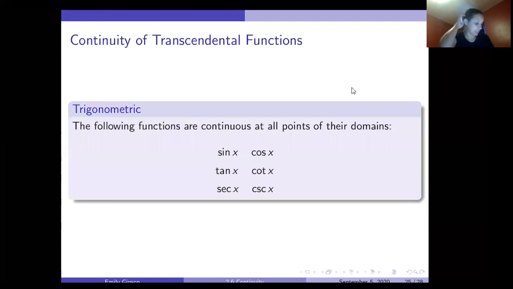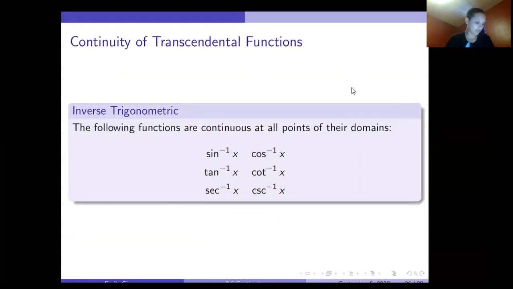So here are a few slides where all you need to do is know these off the back of your hand. The following functions are continuous at all points in their domain. We have sine, cosine, tangent, cotangent, secant, and cosecant. All of these trigonometric functions are continuous at all points of their domain. What about our inverse trigonometric functions? Well, it turns out that the inverse trig functions are also continuous at all points of their domains. So that's sine inverse, cosine inverse, tan inverse, cotangent inverse, secant inverse, and cosecant inverse.